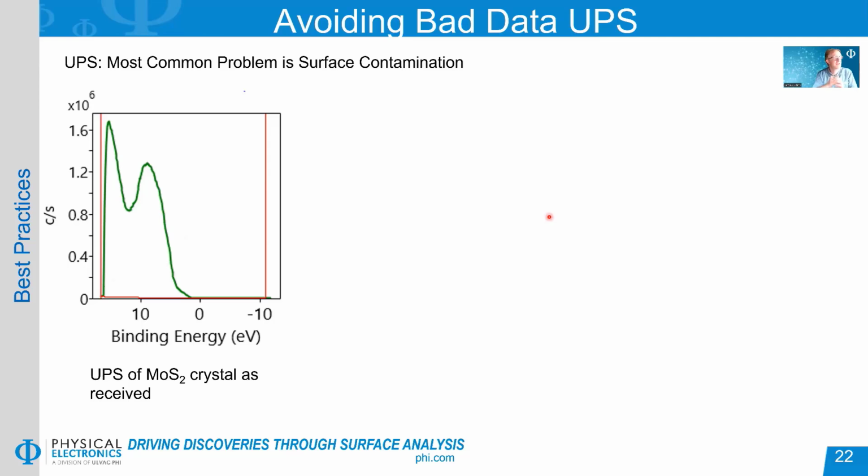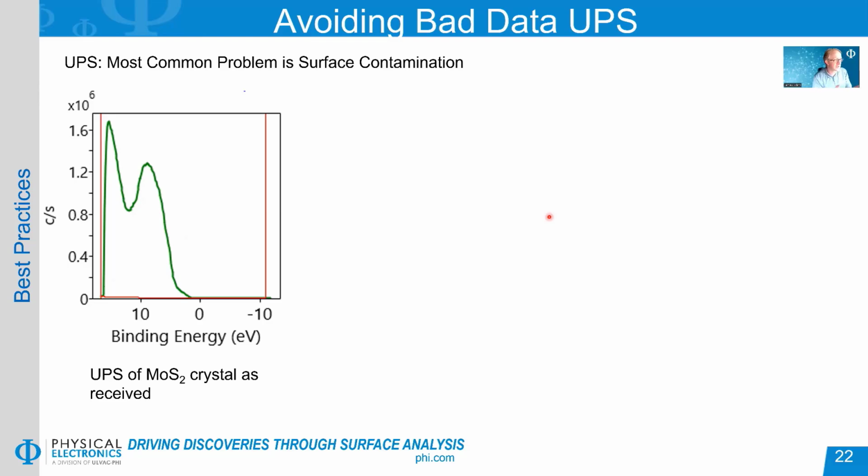And then finally, for UPS, I think this is the last example we're going to run through. One of the most common problems is surface contamination. UPS is really at that sweet spot on the universal curve where you're extremely surface sensitive, and even just adventitious carbon can really muddle up your UPS spectrum.